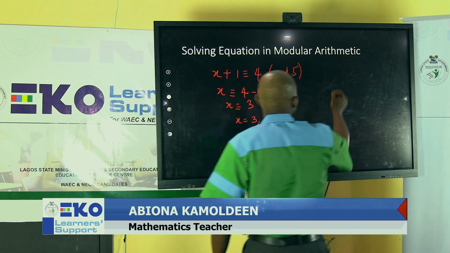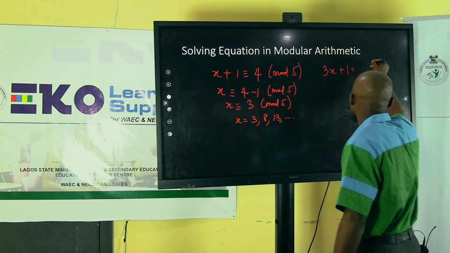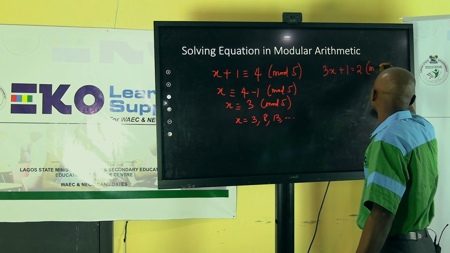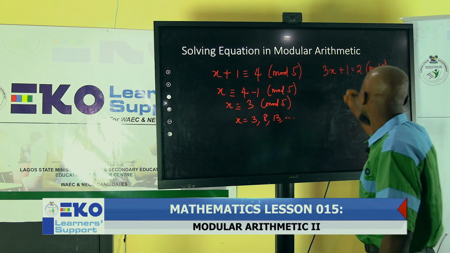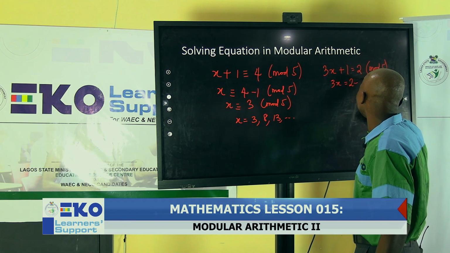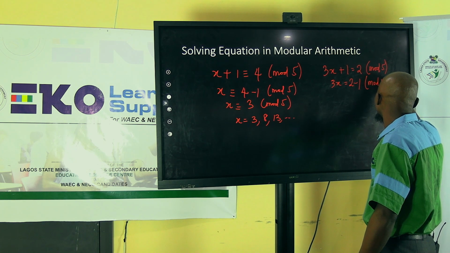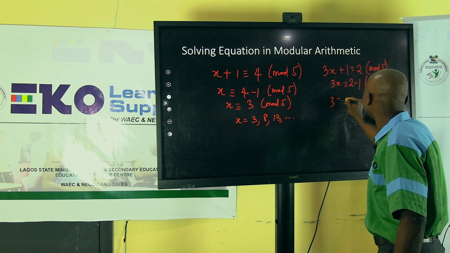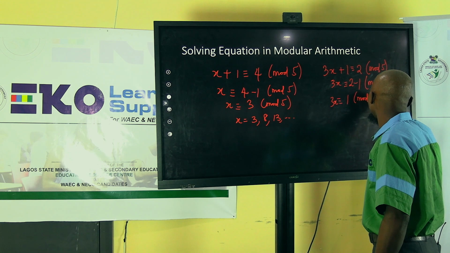You could also have another question like this: 3x plus 1 equals 2 modulo 5. So let's see how we want to do this. We do it the normal way we solve equations. 3x equals 2 minus 1 modulo 5. I hope you are getting that. Okay, so 3x is congruent to 1 modulo 5.